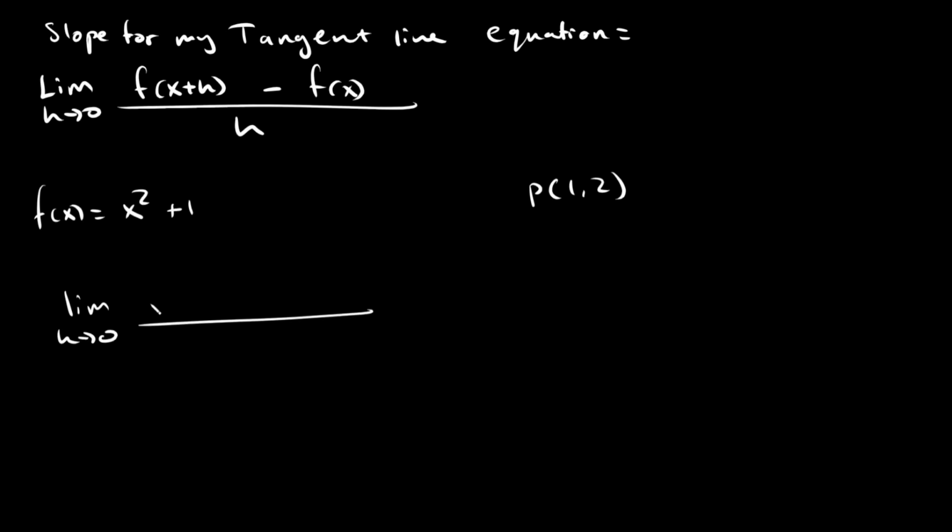h approaches 0. Now let's plug in x plus h in my function. So it's going to be (x plus h) to the power of 2 plus 1, minus (x to the power of 2 plus 1). I forgot the plus 1 here. Actually, let's erase this and write it a bit more neatly. So this is plus 1 here. I'll give you parentheses here, just to be more organized.